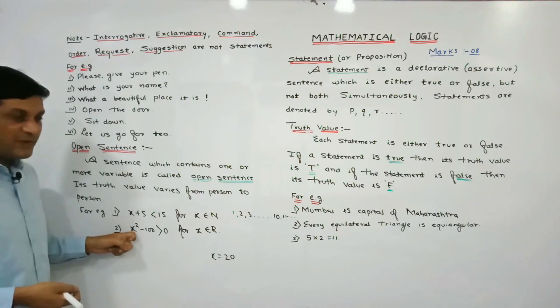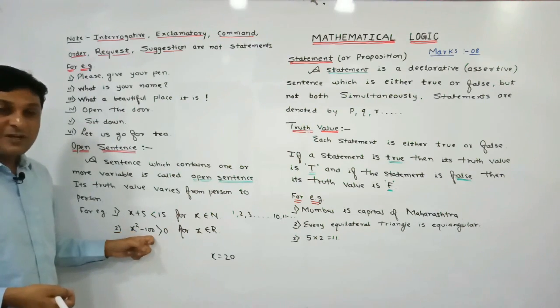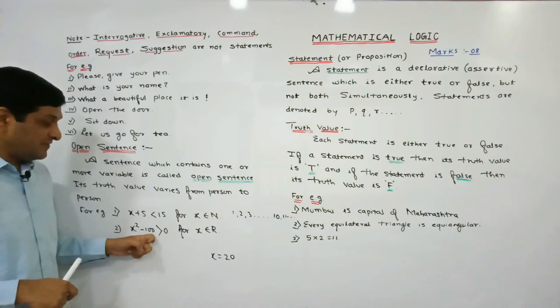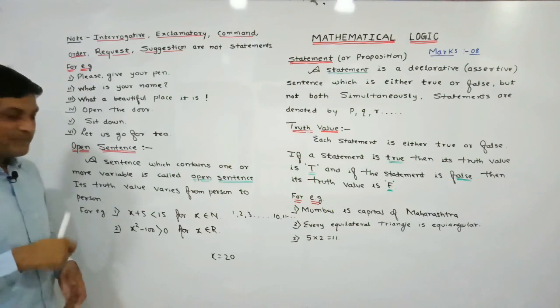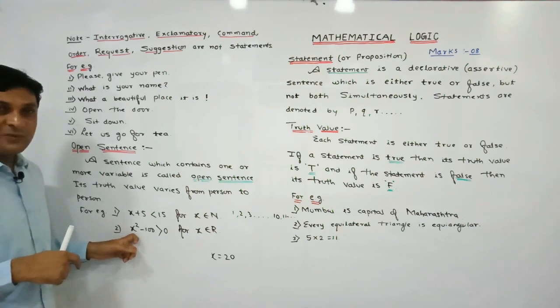What is square of 5? 25. 25 minus 100 is what? Minus 75. Minus 75, is it greater than 0? No, it is not greater than 0. Means it is false. If I am considering value of x equals 11.